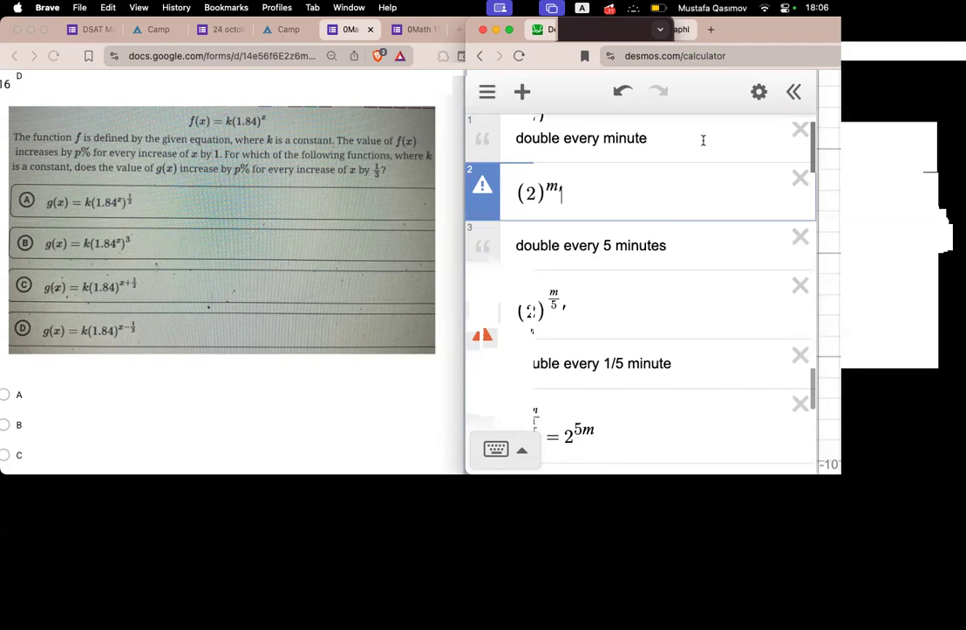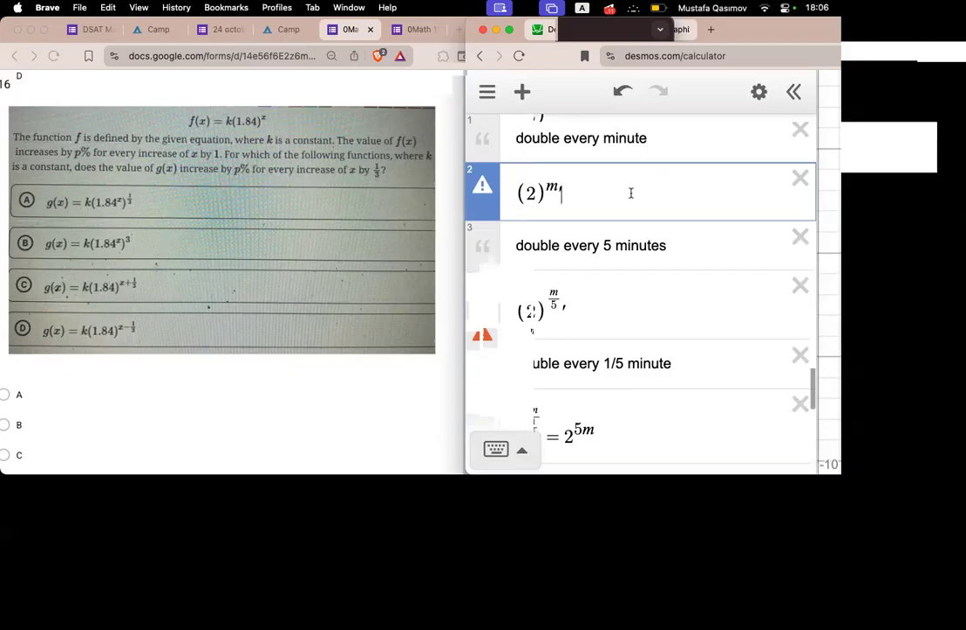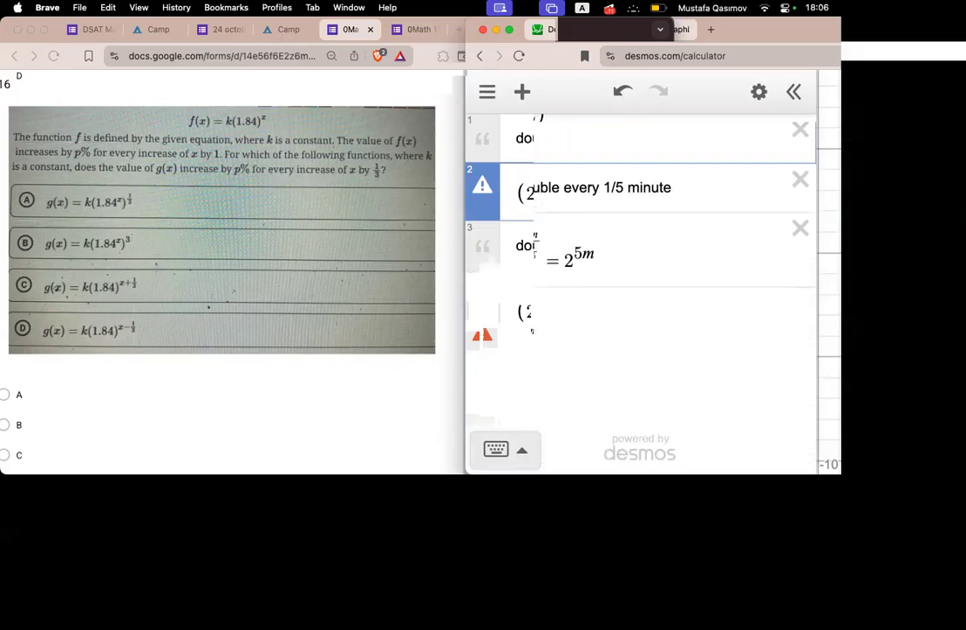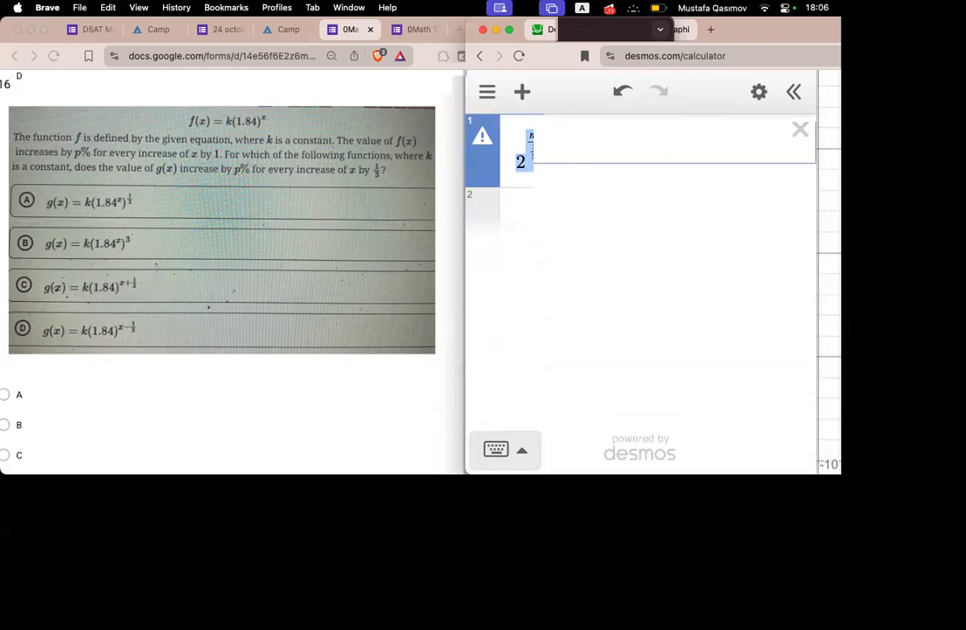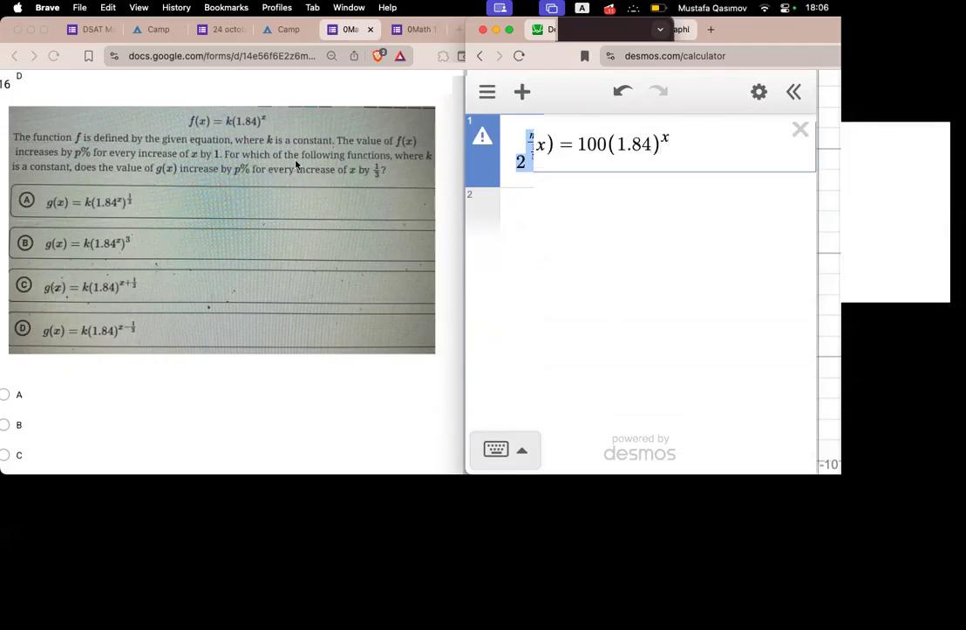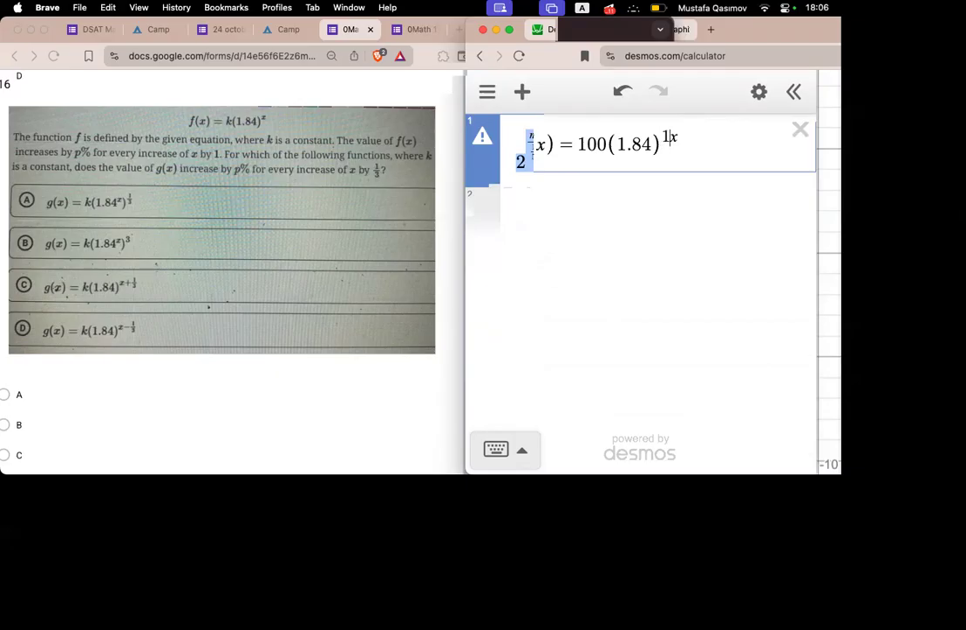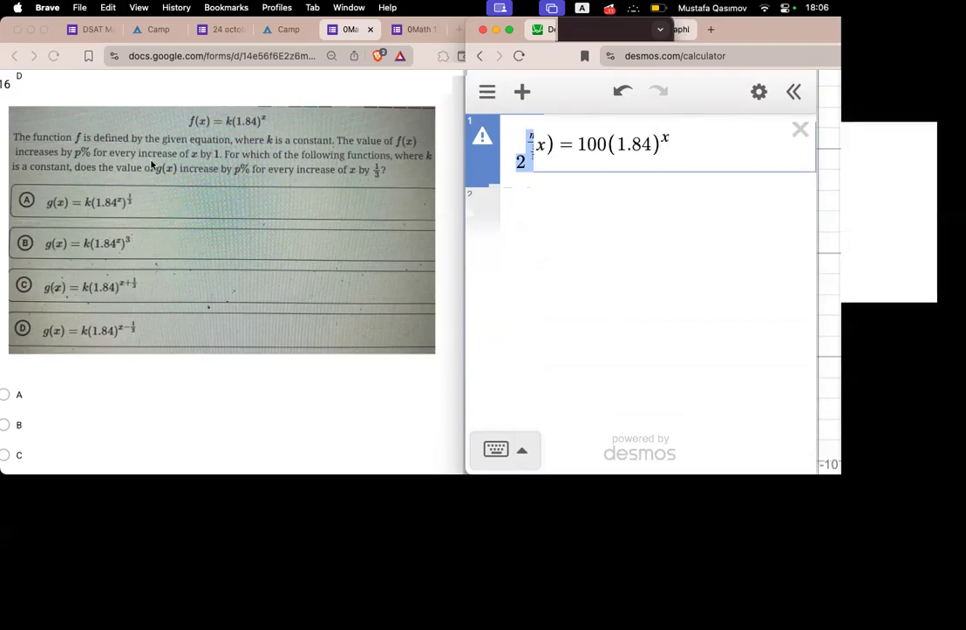If we increase x by 1, let's give numbers again. Let's say that k is equal to 100. So it is like that. That one means that when you increase x by 1, it increased by p%. And because it's 1.84, it means that it is not 1.84, it's 84%, right? P is equal to 84.